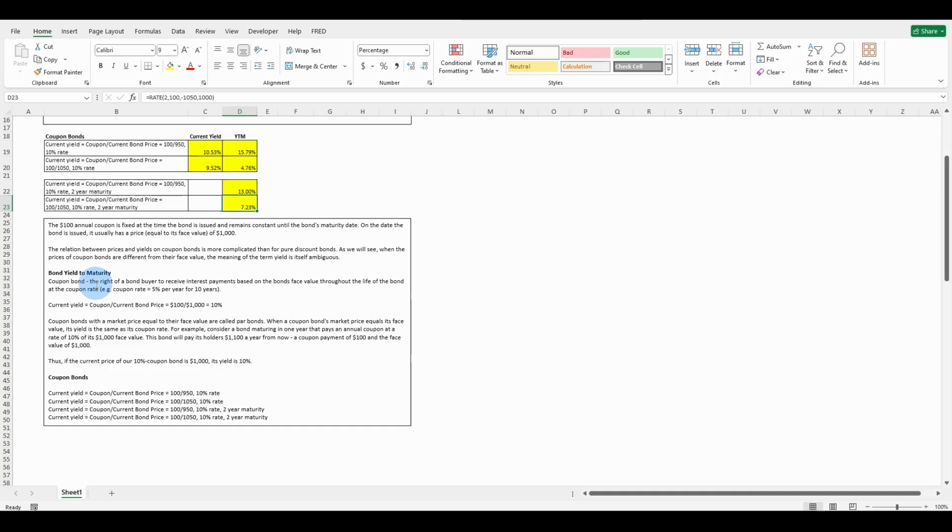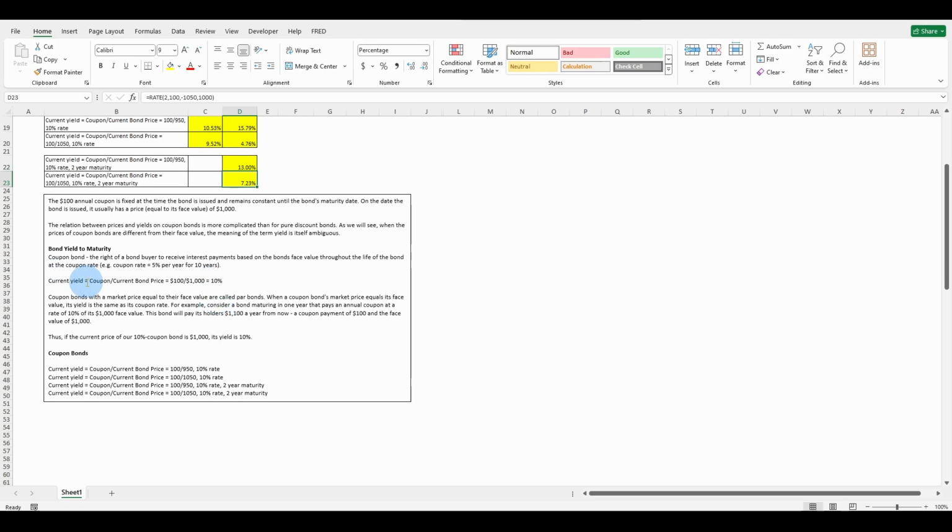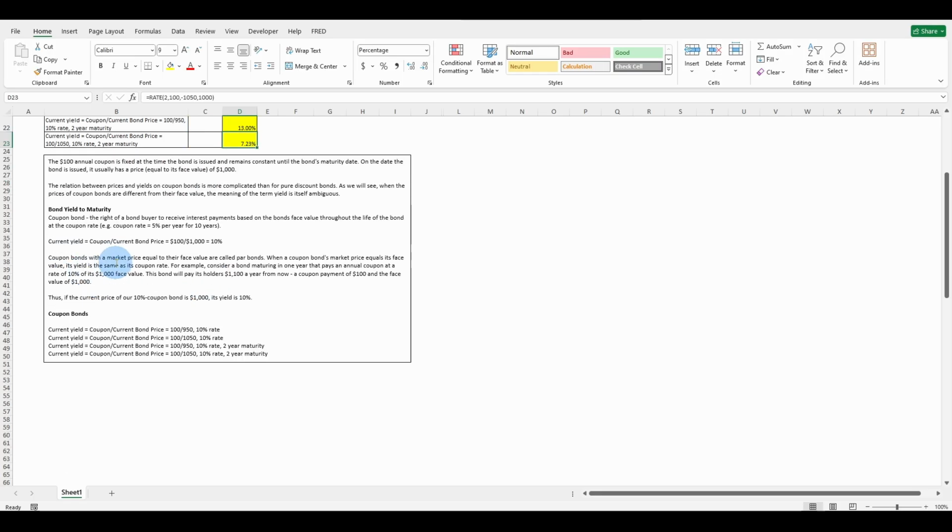Bond yield to maturity, coupon bond: the right of a bond buyer to receive interest payments based on the bond's face value throughout the life of the bond at the coupon rate. Current yield, as we just discussed, is coupon divided by current price. Coupon bonds with a market price equal to their face value are called par bonds. When a coupon bond's market price equals its face value, its yield is the same as its coupon.